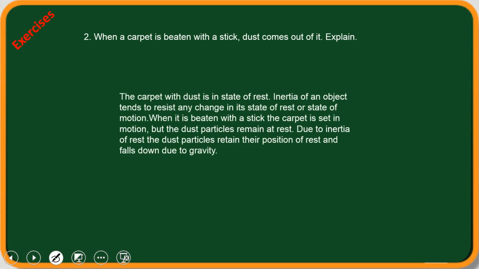The carpet with dust is in a state of rest. Inertia of an object tends to resist any change in its state of rest or state of motion. When it is beaten with the stick, the carpet is set in motion, but the dust particles remain at rest. Due to the inertia of rest, the dust particles remain in the position of rest and fall down due to gravity. Okay, write it down.